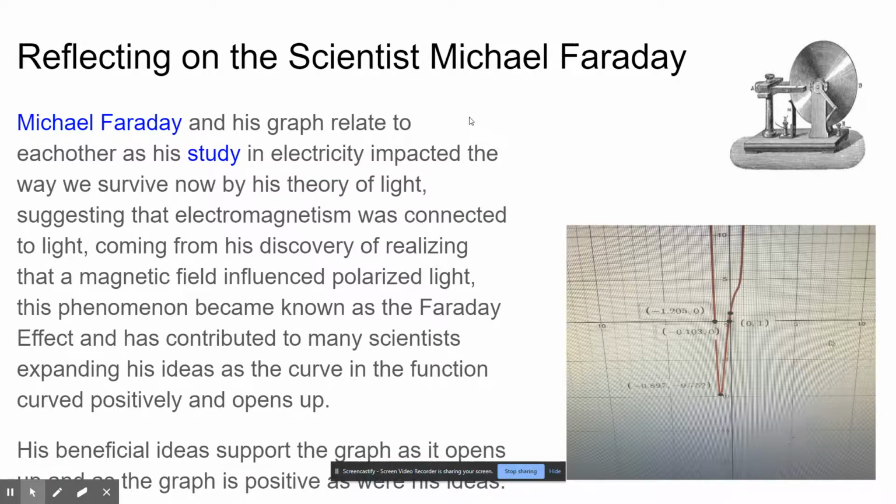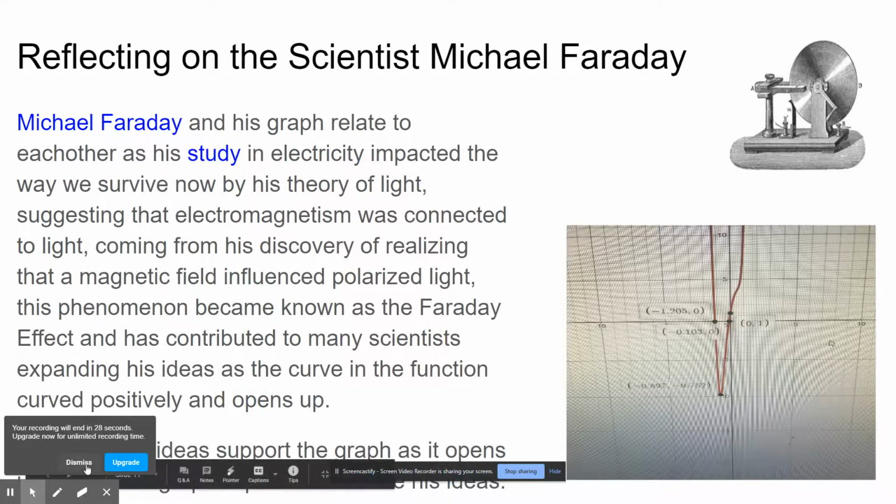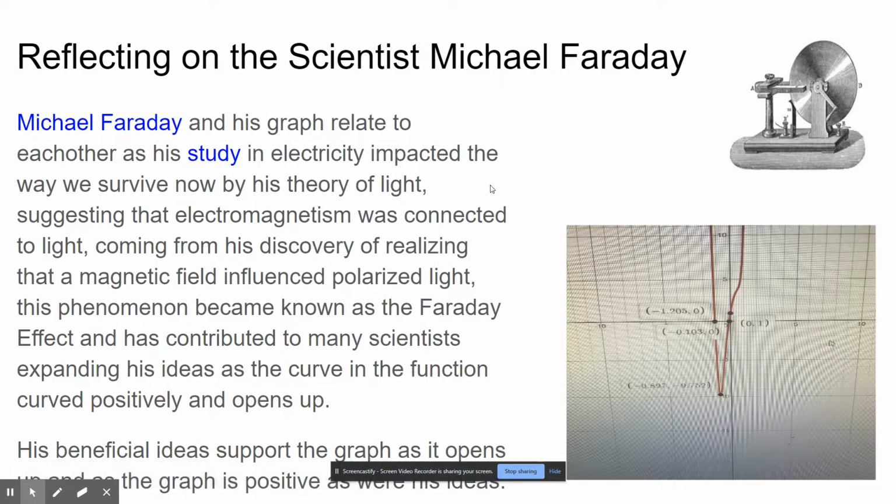Reflecting on the scientist Michael Faraday. Michael Faraday and his graph relate to each other as his study in electricity impacted the way we survive now, by his theory of light, suggesting that electromagnetism was connected to light, coming from his discovery of realizing that a magnetic field influenced polarized light. This phenomenon became known as the Faraday effect and has contributed to many scientists expanding his ideas, and the curve in the function curves positively and opens up.